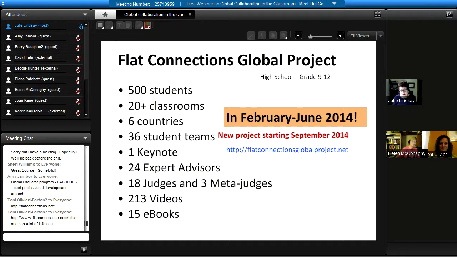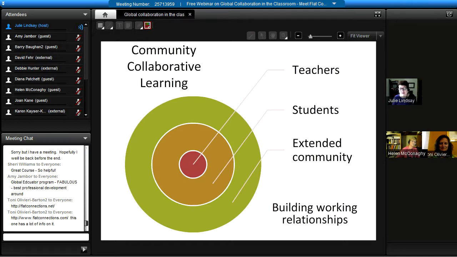Then, of course, there's a link there to the wiki space, etc. So we had a number of other people involved in the project. It is a flattened learning experience. It's not just teachers and their students. It's teachers with a keynote speaker who the students interacted with, expert advisors, and judges for the videos. The students created videos and ebooks, etc.